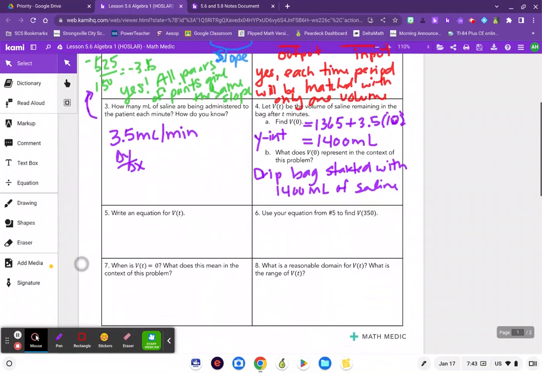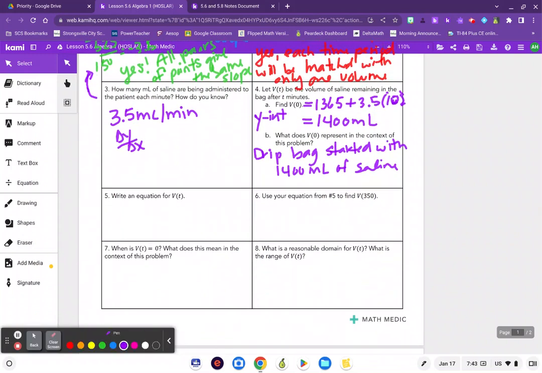All right, write an equation for V of t. My equation for V of t is going to be in that form like y equals mx plus b. But instead of y, we're going to use V of t because that's our output. That's equal to my slope. Now, technically, my volume is decreasing, right? I'm losing 3.5 milliliters per minute. So negative 3.5. And instead of x, I'm going to write t because that's our independent variable. And we said that we started with 1400. So that was my y-intercept.